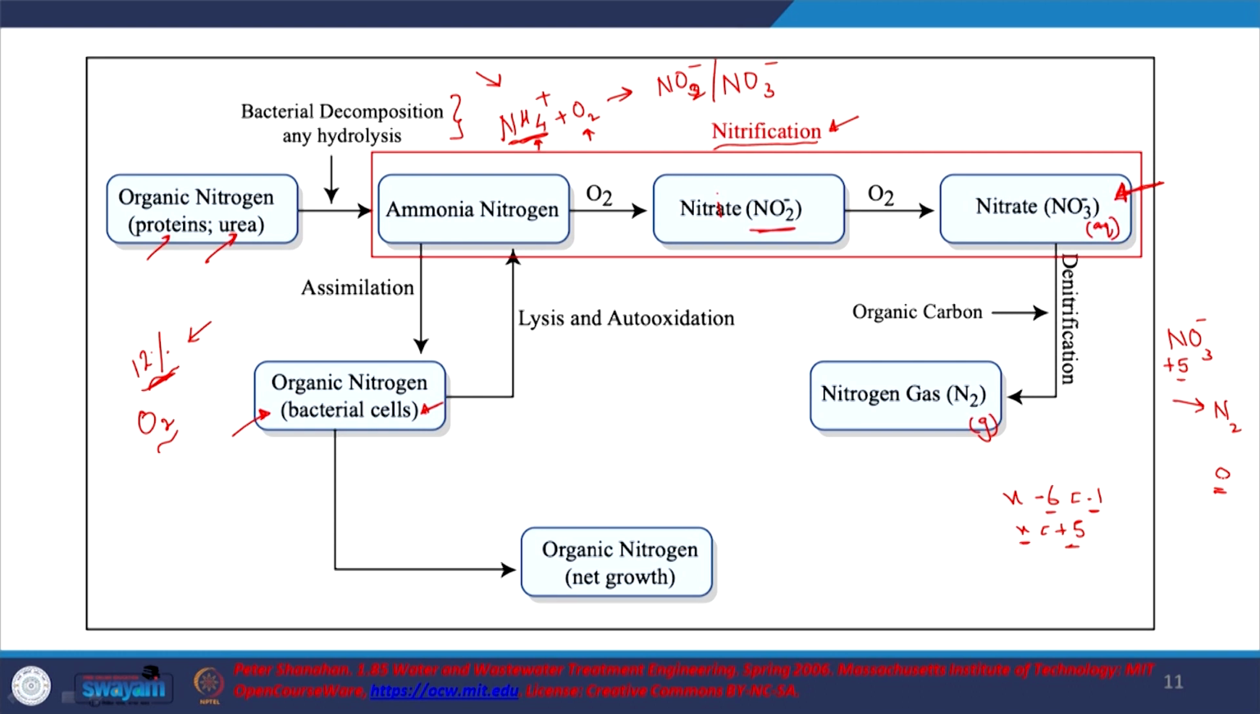So it needs a source of electrons, or an electron donor is required. What is the electron donor? It has to be carbon from the wastewater, or any source of organic carbon which is relatively reduced. So this is the electron donor and this is the electron acceptor.